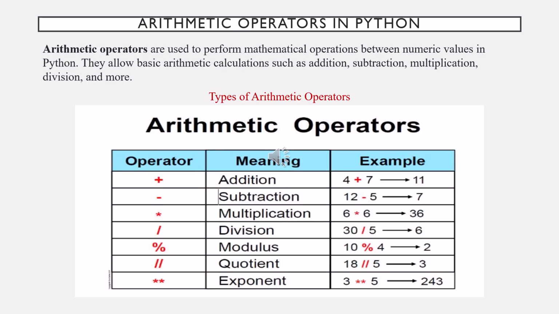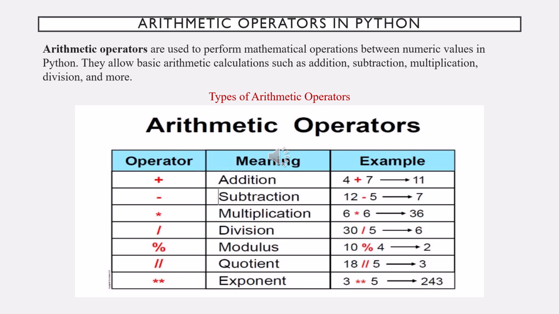So the next topic of unit 2 is arithmetic operators in Python. Arithmetic operators are used in problem solving for mathematical operations. An arithmetic operation is used to perform mathematical operations between numerical values, and Python allows basic arithmetic calculations such as addition, subtraction, multiplication, division and more.